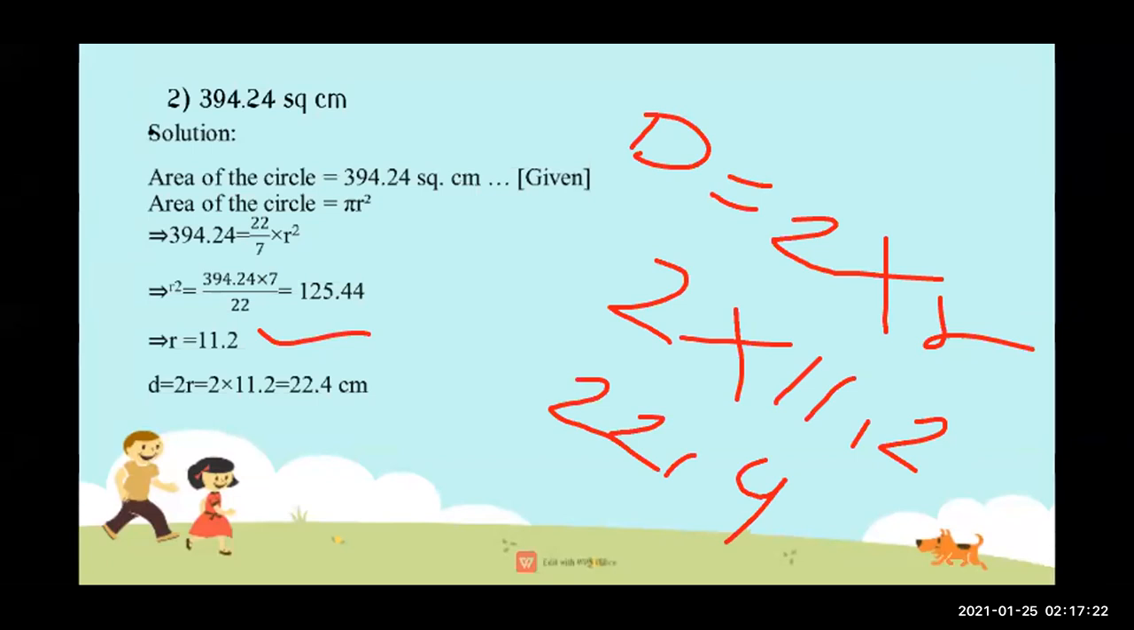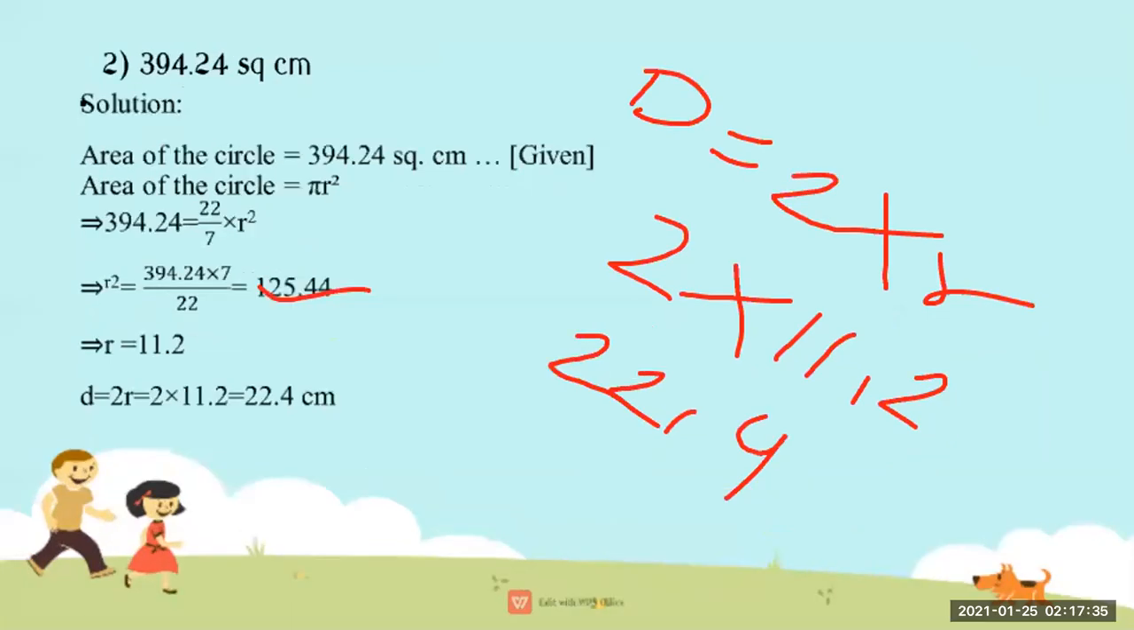centimeter. See, for diameter we are not going to write square centimeter. Diameter we have to write in centimeter and meter. But when we are finding area, that time we have to write square centimeter or square meter.